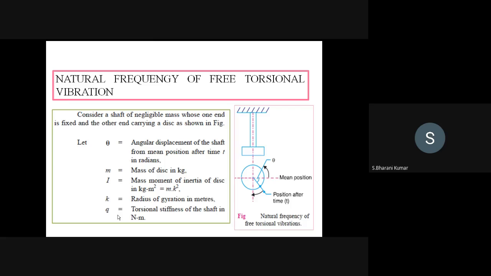We already saw the torsional stiffness q in engineering mechanics as well as in strength of materials. These are the terms used in torsional vibration: theta, mass, I, k the radius of gyration, and q equals the torsional stiffness of the shaft.